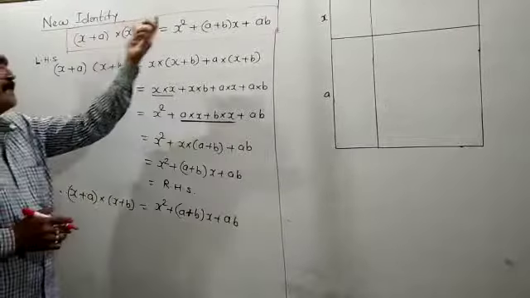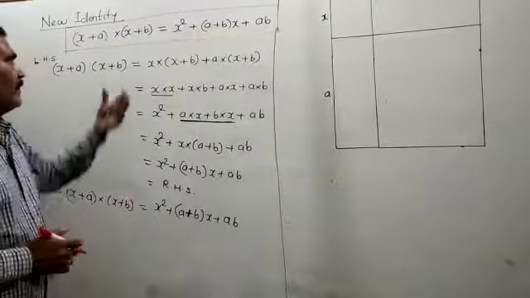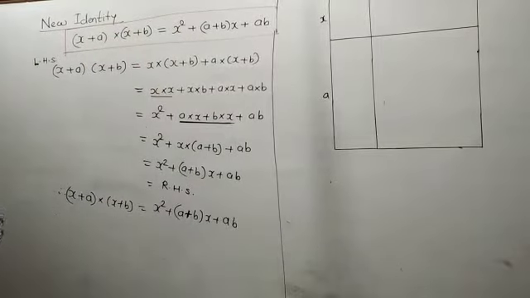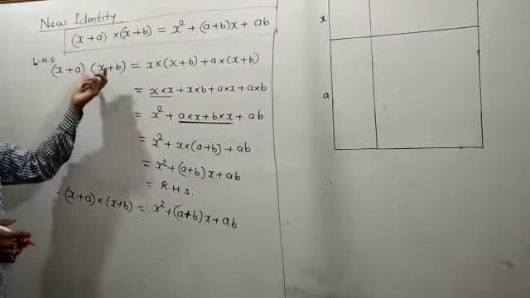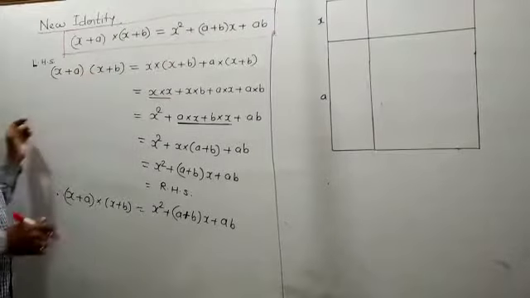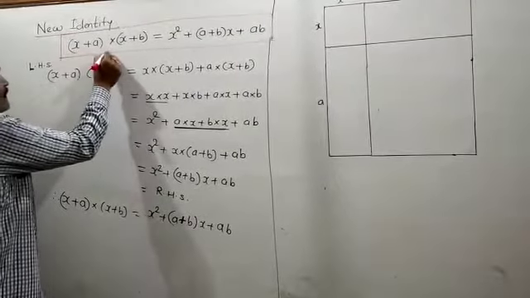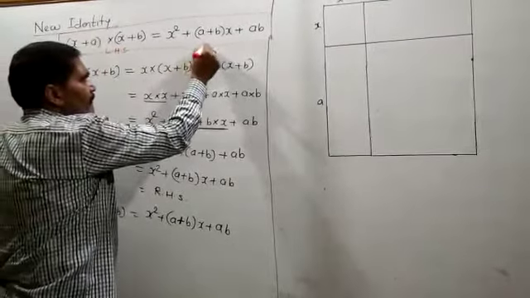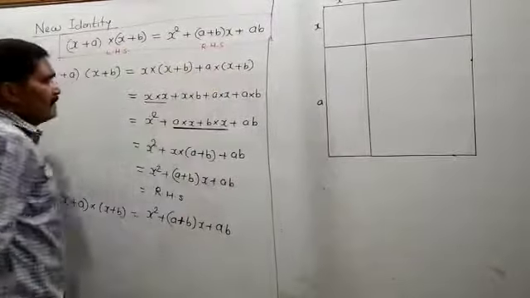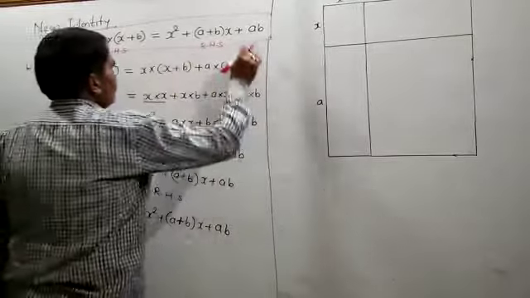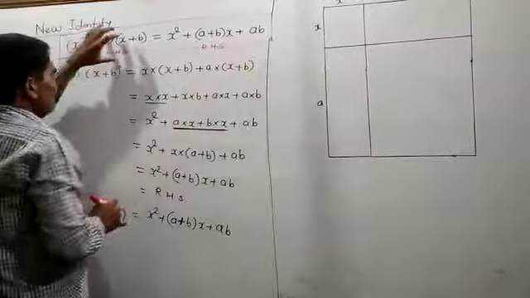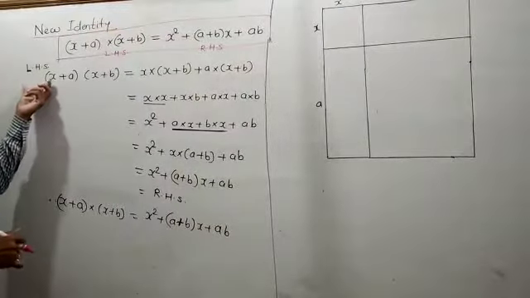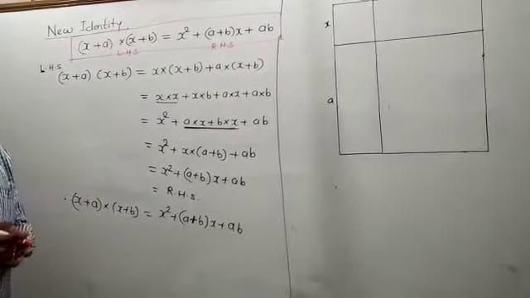This is the left hand side, this one is the right hand side. You have to take the left hand side and prove that the left hand side is equal to the right hand side. Then left hand side is equal to (x + a) multiplied by (x + b). LHS means left hand side, RHS means right hand side. If you stand like this, this is the right hand, this one is the left hand. So you have to say that this side is the left hand side, this one is the right hand side. First, from the left hand side you have to prove the right hand side.